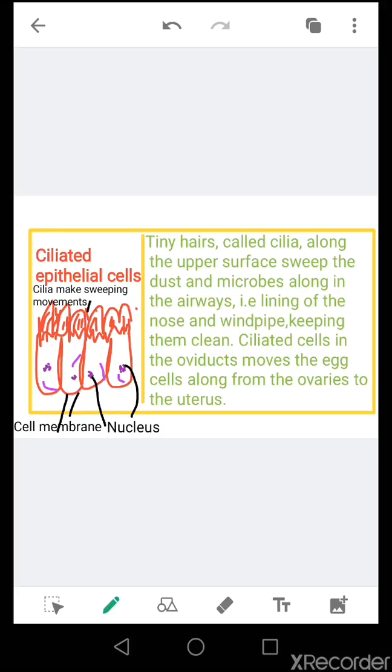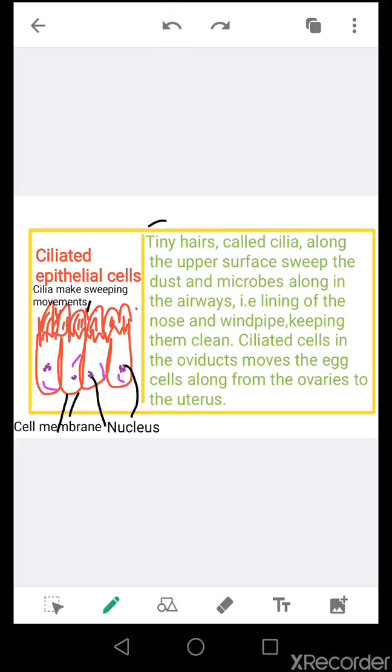Now what you can see over here, the red line going up and down, what is this? This is the cilia making sweeping movements. Okay, it is going like this, and it is making sweeping movements. Now let's read about it. What does it do? They have mentioned the task, the functions, and the adaptation both over here.